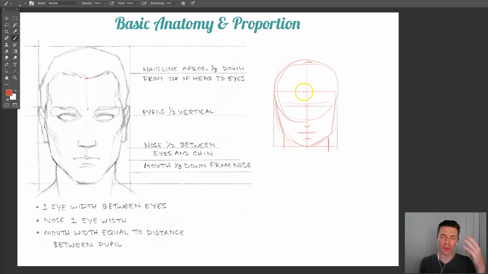This is something that varies a lot between people. Some people have very low hairlines. Some people, of course, have receding hairlines. So that I give you that.